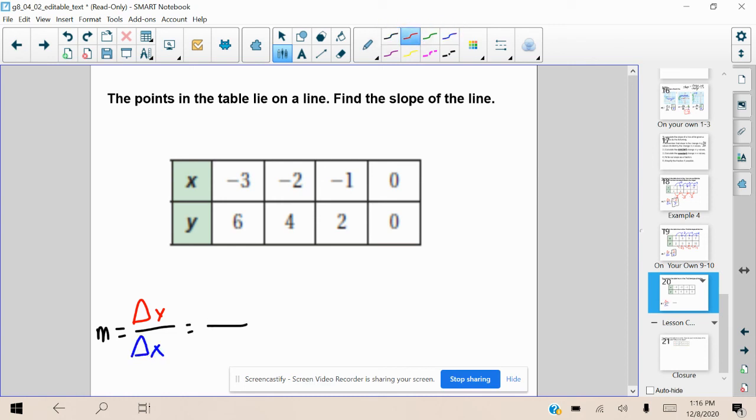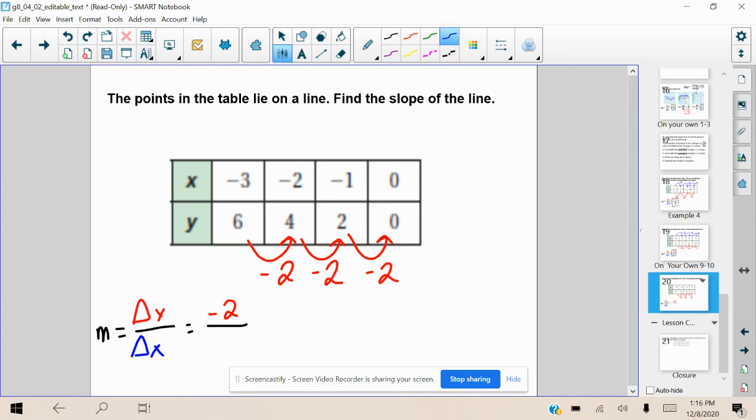Let's calculate that. My y value, I start at 6 and I go to 4. How did I do that? Well, I subtracted 2. To get from 4 to positive 2, I subtract 2. To get from 2 to 0, I subtract 2. Therefore, the constant change in y is negative 2. I'm subtracting 2. So we write negative 2.